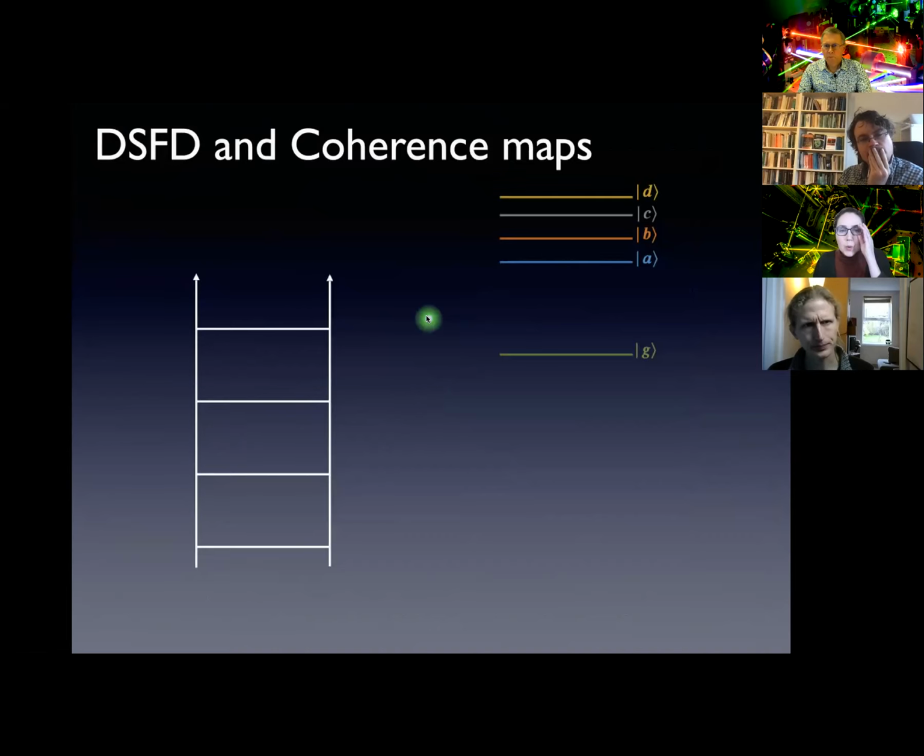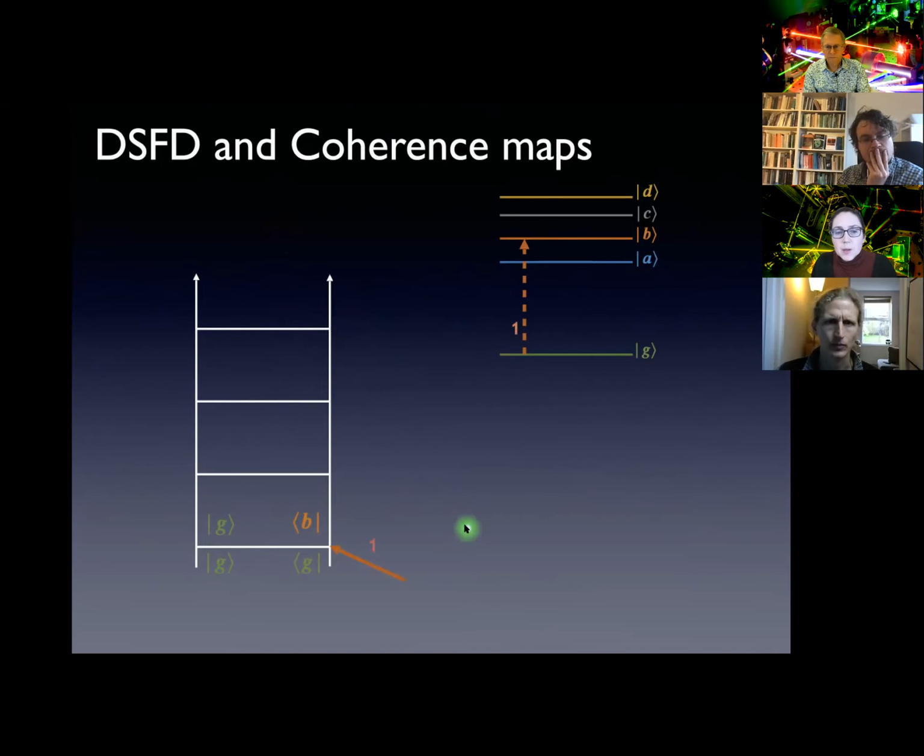Okay, so I want to say a few words about double-sided Feynman diagrams and coherence maps. So just briefly, with my double-sided Feynman diagram, I'm going to walk through the evolution of the density matrix as I interact with the system with my different pulses in my experiment. So here I'm just going to show a representative rephasing map to describe the kind of information that we're going to see in these coherence maps.